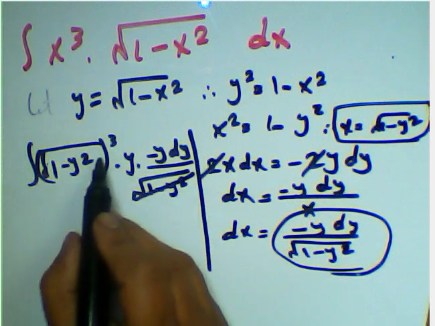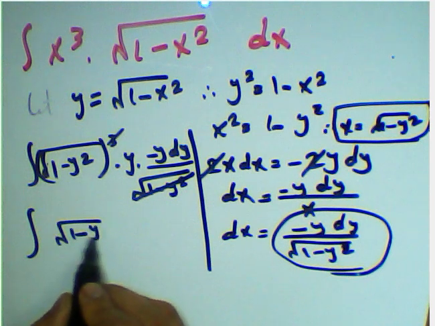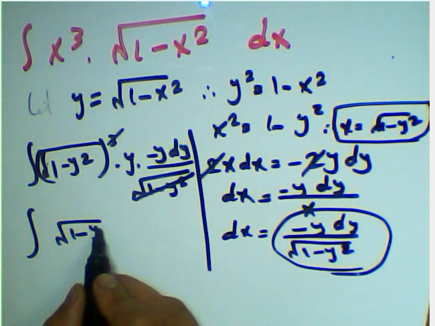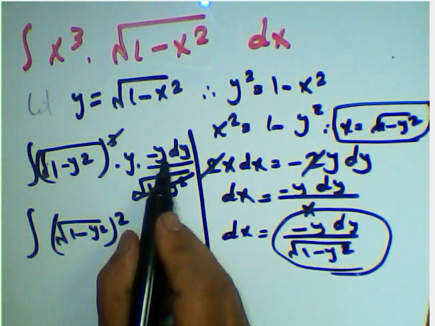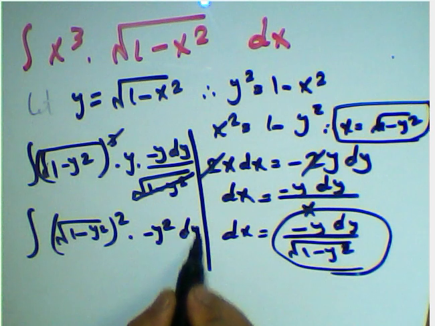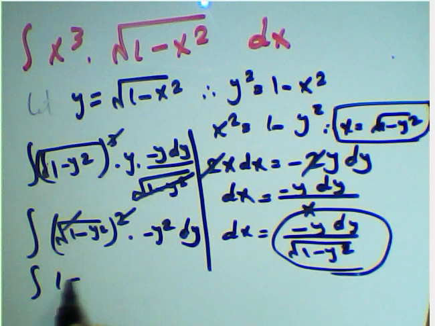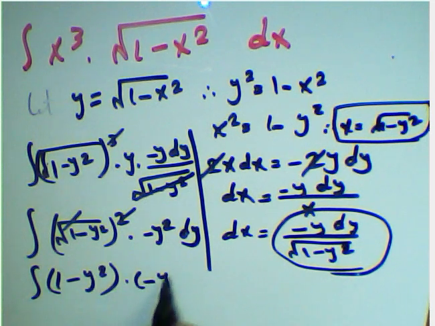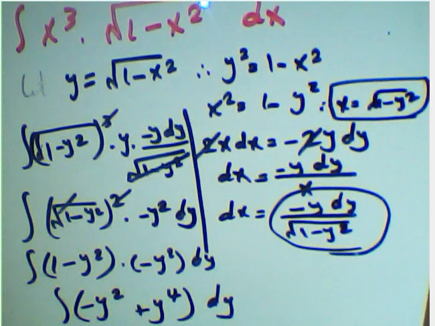And then you can cancel 1 from it. It will be the integration of the square root of y minus (1 minus y power 2) all power 2, multiplied by y times negative y power 2 dy. We cancel this, and it will be 1 minus y power 2 multiplied by negative y power 2 dy, the integration of negative y power 2 plus y power 4 dy.